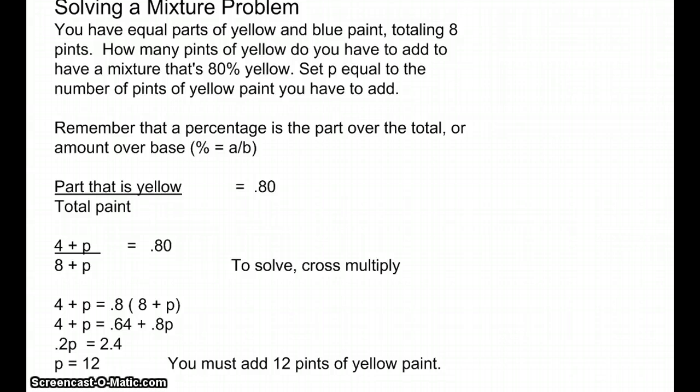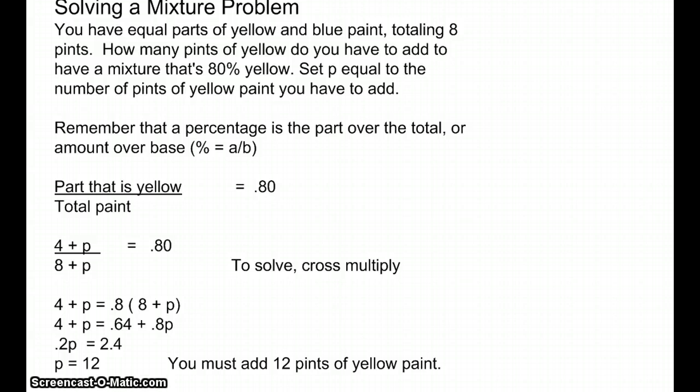Because we know at the beginning there are equal parts of yellow and blue paint, and they total 8 pints, then you know at the beginning you have 4 pints of yellow paint. So the part that's yellow is going to be 4 plus whatever you have to add to it. So it's going to be 4 plus P. And the denominator, that's the total amount of paint, is the 8 that you started with, plus the P that you're going to add. So 4 plus P divided by 8 plus P is going to equal 80%.